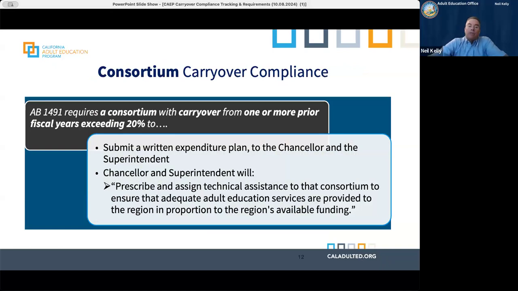And then here we get to the consortia carryover compliance, which just triggered, that was September 30th. And so we have about 33 that will have to submit a written expenditure plan to the chancellor and the superintendent. And the legislation says prescribe and assign technical assistance to that consortia to ensure adequate adult ed services are provided to the region and proportionate to the region's available funding. So we'll go over this in just a few more slides. Next slide, please.